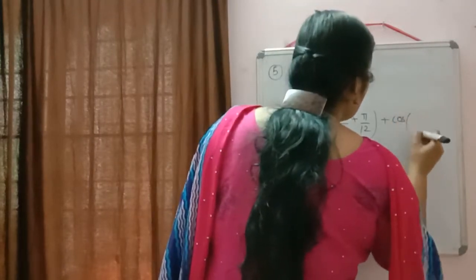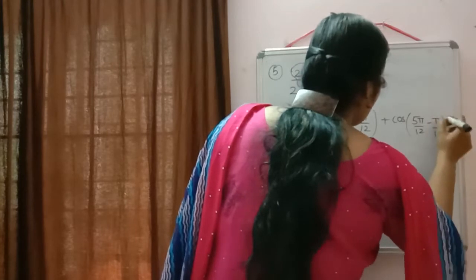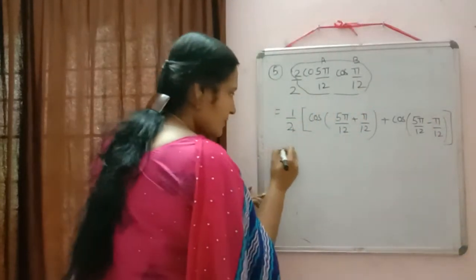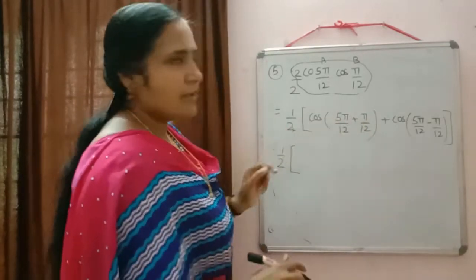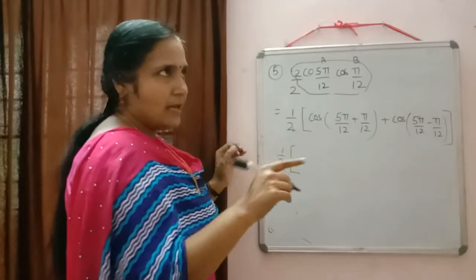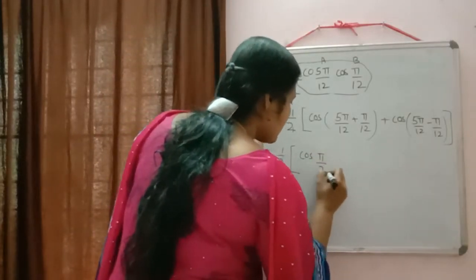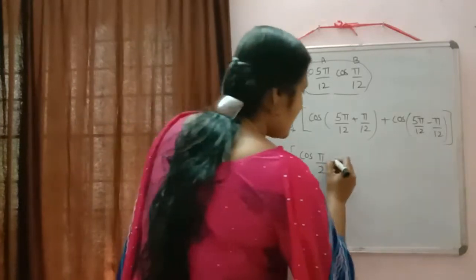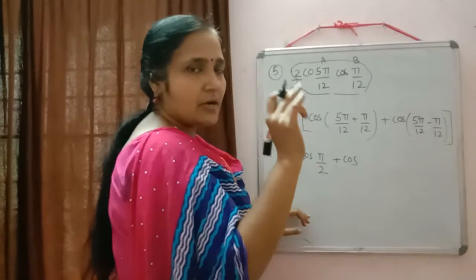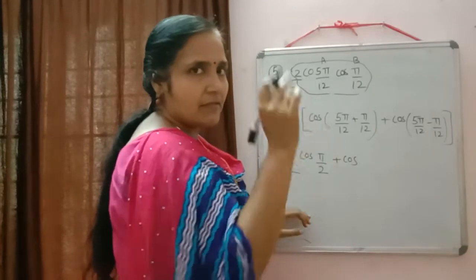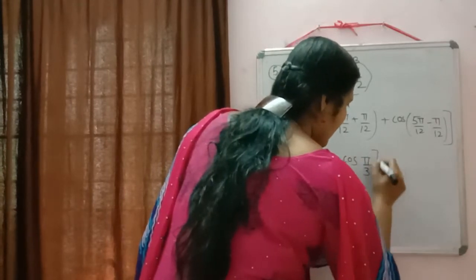So it will be equal to 1 by 2 cos (5 pi by 12 plus pi by 12) plus cos (5 pi by 12 minus pi by 12). Cos 5 pi plus pi will be 6 pi by 12, so 6 and 12 get cancelled and we get cos pi by 2, plus cos 5 pi minus pi, which will be 4 pi by 12. 4 and 12 we can cancel and it will be pi by 3.